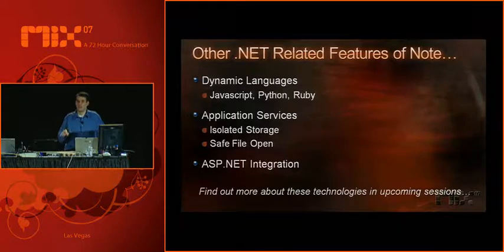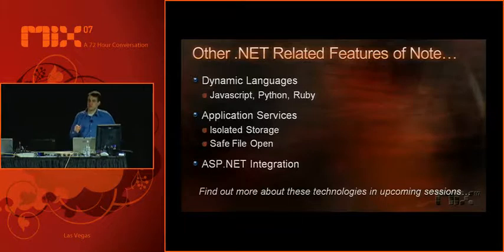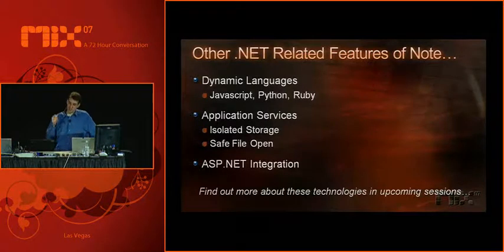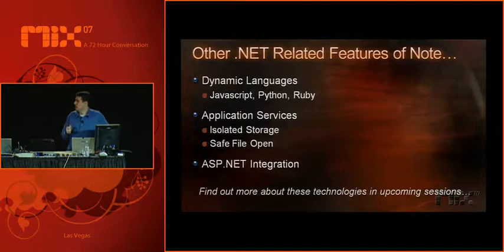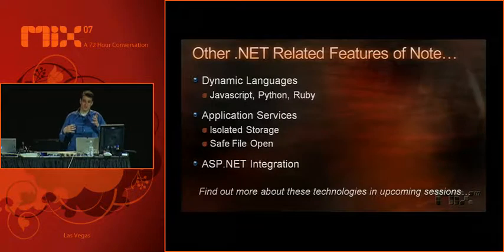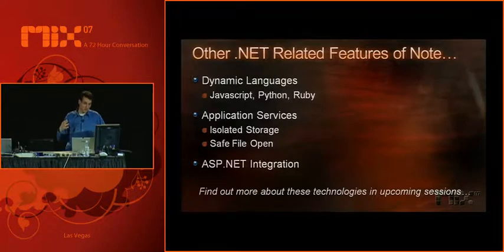App services. These are some new features that you may not be used to from the full framework. Things like being able to do real isolated storage in a safe way. Things like being able to have a safe file open dialog where you can actually access the file that's being opened before it gets posted back to the server, and a collection of other ones. And then the ASP.NET integration pieces I spoke about as well. These are all the other kind of big feature areas that make up the managed code support that we have in the alpha.